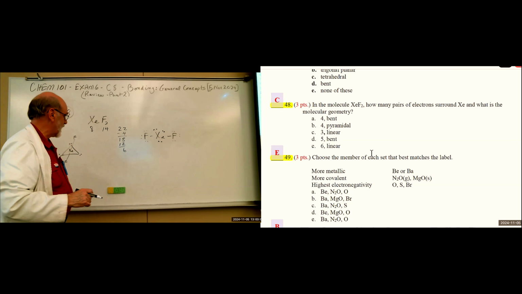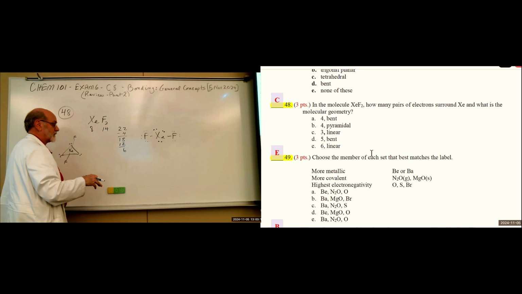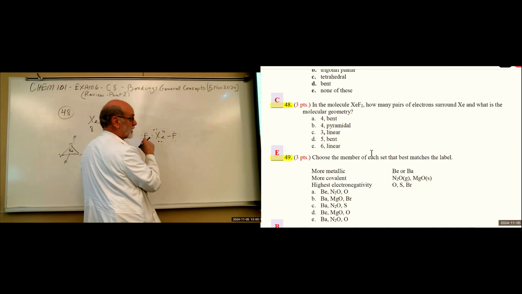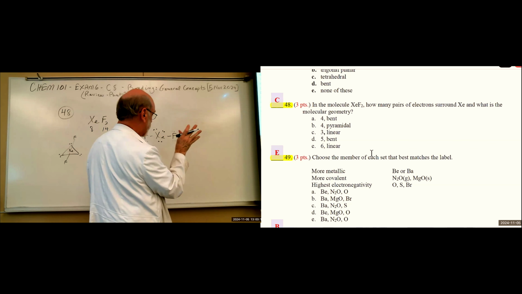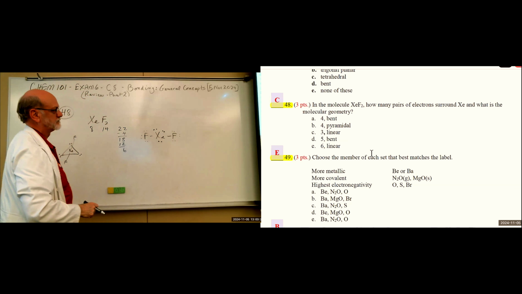Okay. That answers the second part of the question. First part of the question is how many pairs? Does it say pairs or how many electrons? Pairs. 1, 2, 3, 4, 5. 5 pairs.